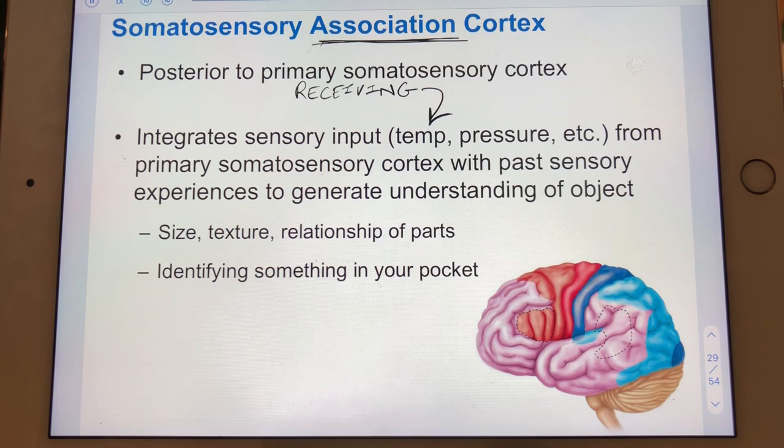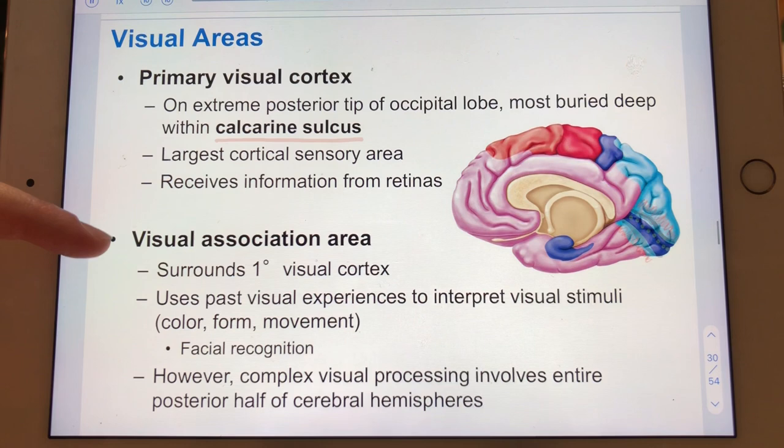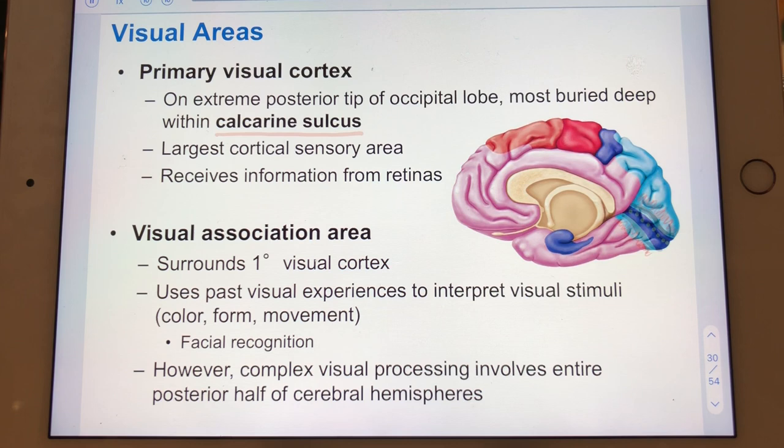All right. Let's move to the next slide, which is 31. Two visual areas, of course, a primary visual cortex and a visual association area. What's the job of the primary visual cortex? To receive visual sensory input. It is receiving. Now, we're seeing a different view. This is a sagittal view. We haven't seen this yet.